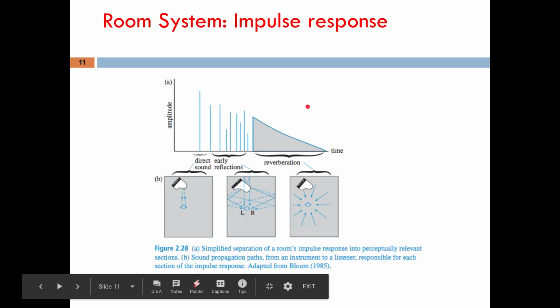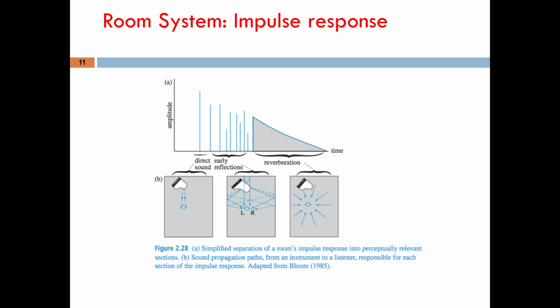Now a room can be considered as a real life example of a system. This here is the impulse response of a room system. There are 3 distinct entities: the direct sound, which is the sound received directly from transmitter to receiver; the early reflections, which are the sounds that reach the receiver after just one reflection; and reverberation, which is the signal you receive after multiple reflections. This is a very good example of a real life system.